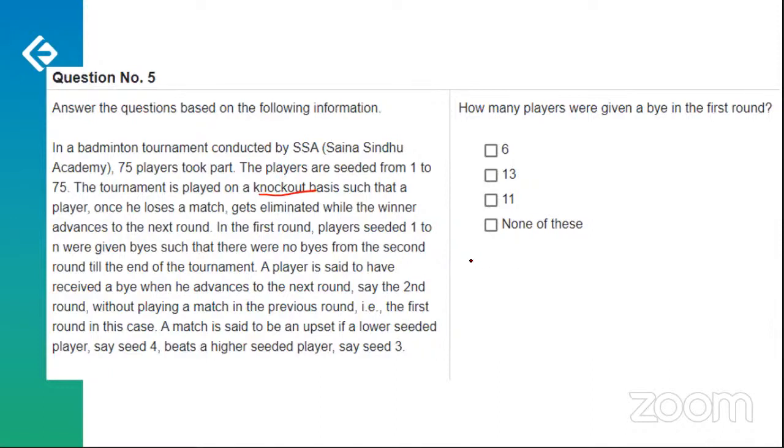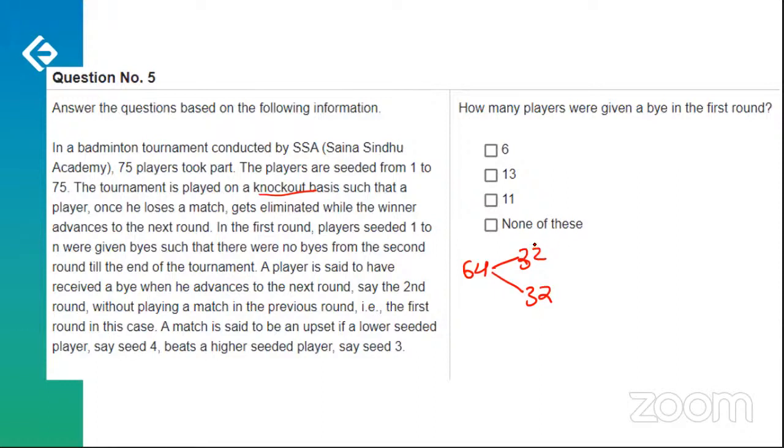Let's say there are 64 teams, with seeding 1 to 64. So the top 32 teams will play with the bottom 32. Let's say there is no upset. Now, they defined upset in the question: if a lower ranked team wins over a higher ranked team, that is called an upset.